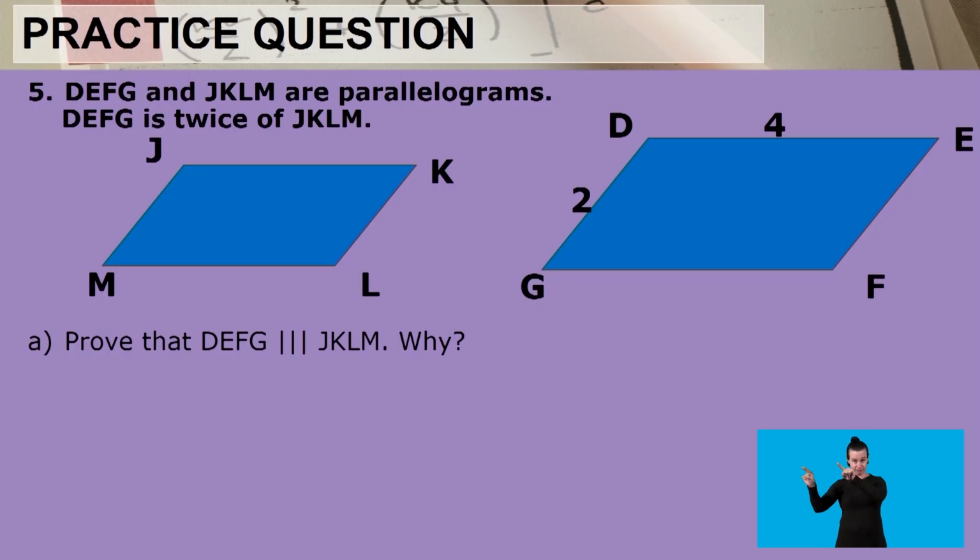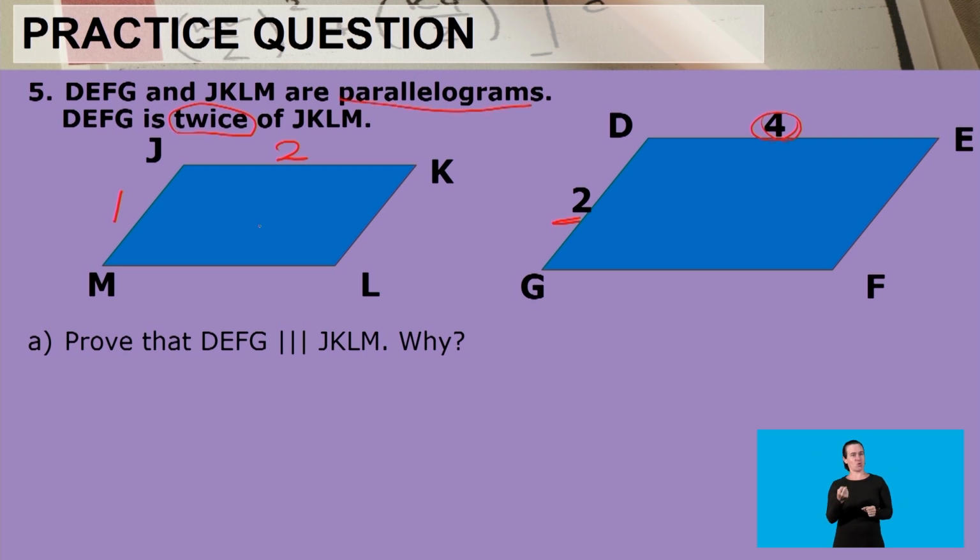DEFG and JKLM are parallelograms. DEFG is twice the size of JKLM. Now prove that DEFG is similar to JKLM, and why? The word twice means that whatever we have on DEFG, we should have half of it on the other one. So if there's 4, this one would be 2. If there is 2, this one would be 1. And that goes on for all the other sides.